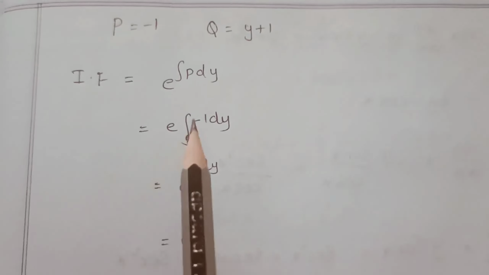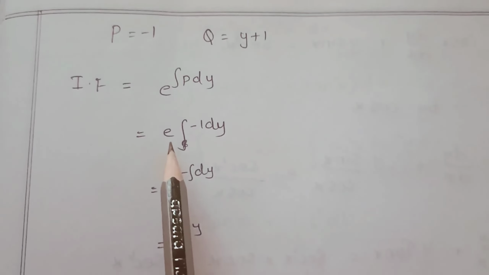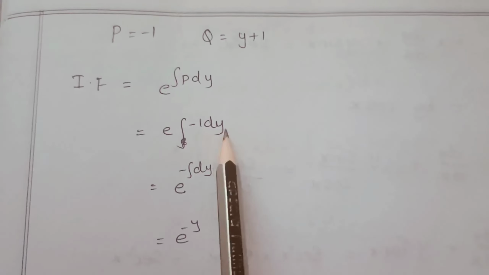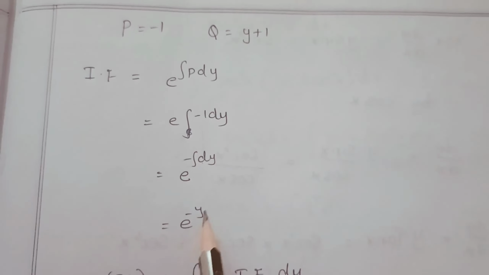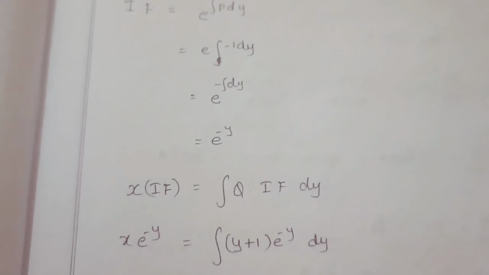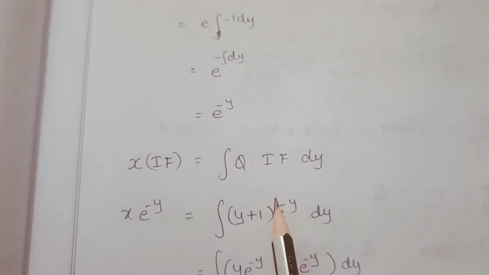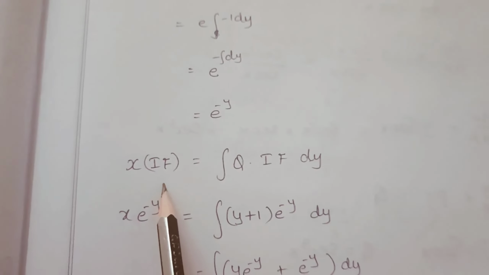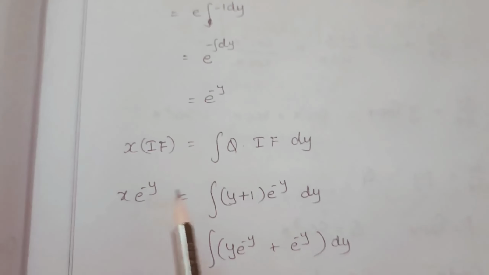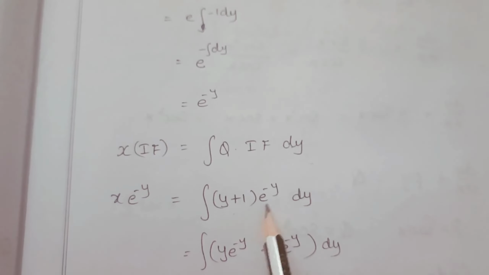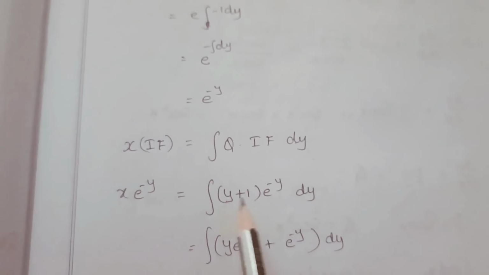So the integrating factor is e to the power of integral P dy, e to the power of integral minus 1 dy. Take minus here. So the integral of dy is nothing but y. E to the power of minus y is the integrating factor. Now we have to substitute in the general equation: x into the integrating factor is the integral of Q into IF dy. X into e to the power of minus y, Q value is y plus 1, e power minus y dy. Multiply this with both these.